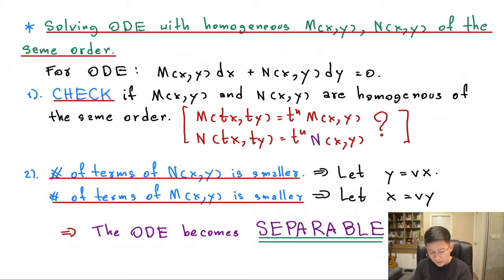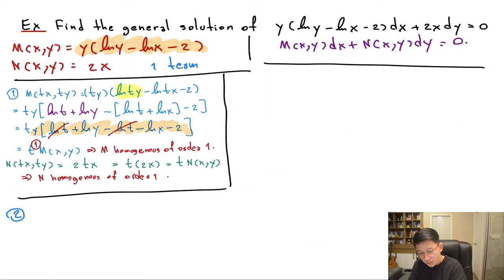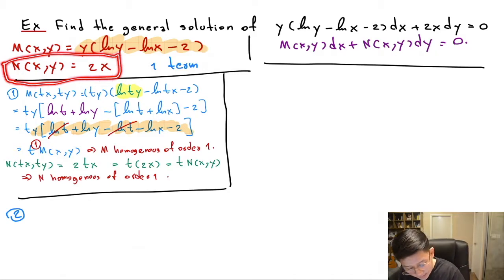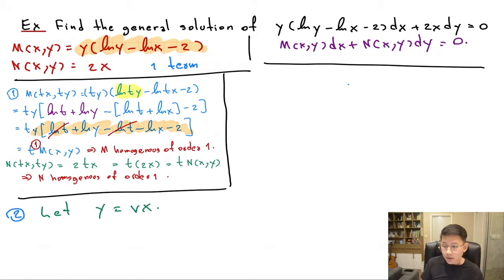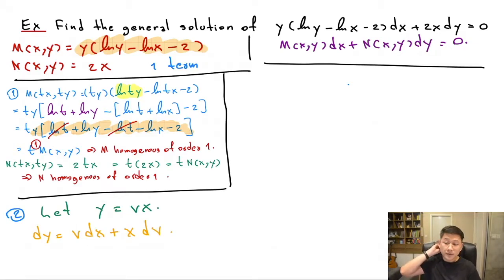I just said that we look at the number of terms of M and N. So if the number of terms of N is smaller, we let y be vx. And in this case, the number of terms of N is much smaller, see? So we let y be vx. Does it make sense? So if we let y be vx, we have that dy is actually v dx plus x dv, right? That's the formula from calculus 1, the differential. The derivative of fg is f dg plus g df. Make sense? So dy is v dx plus x dv.